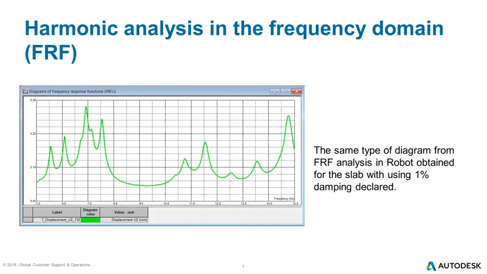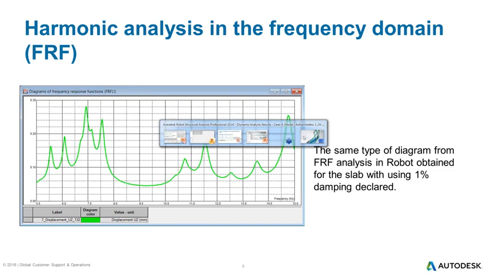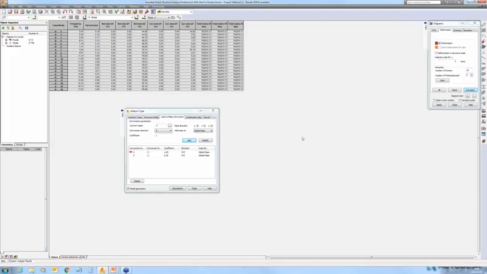For FRF analysis, we define loads which change in a sinusoidal way, and Robot checks the response of a structure for a certain range of frequencies. The typical results are shown on the displayed picture. As you can see, it is a similar diagram to the one from the previous slide. Let me go back to my Robot model, to my slab, and we'll try to define FRF analysis.